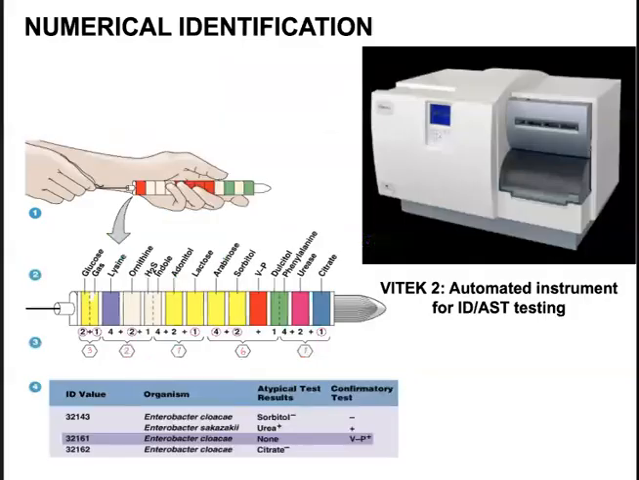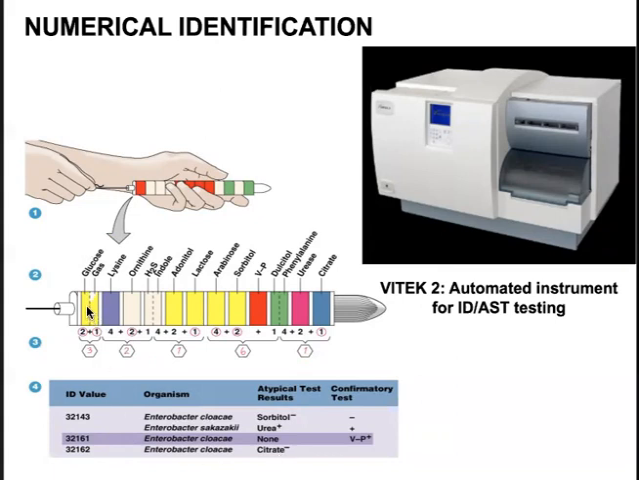This is an example of a machine, or a computer, that we use to identify organisms numerically. We have the Vitek 2. It's an automated instrument for identification as well as sensitivity testing. AST here is antibiotic or antimicrobial sensitivity testing.